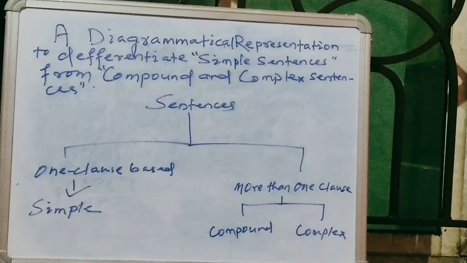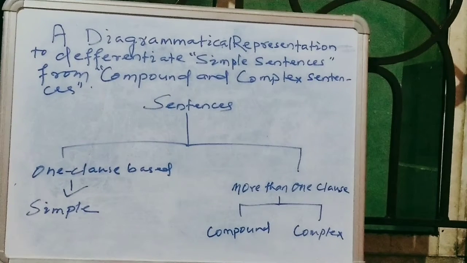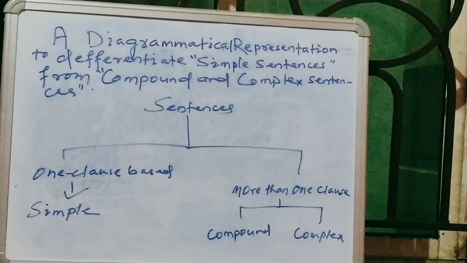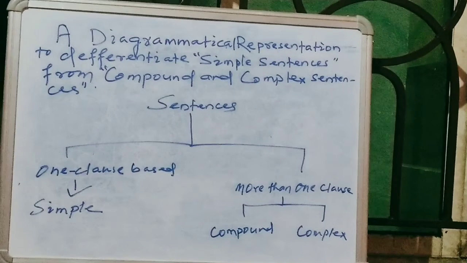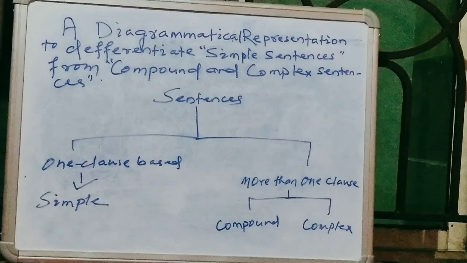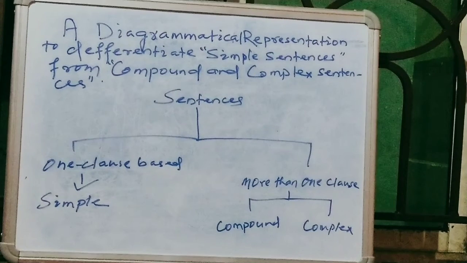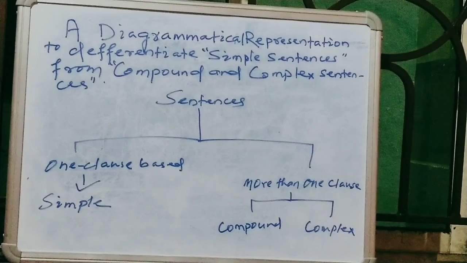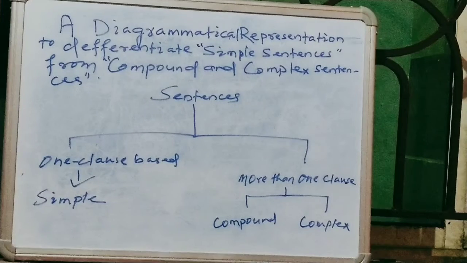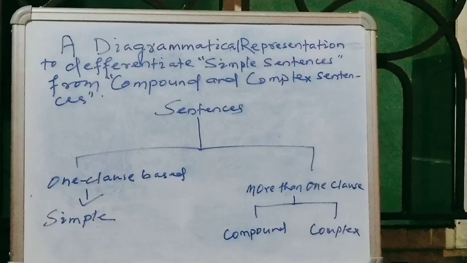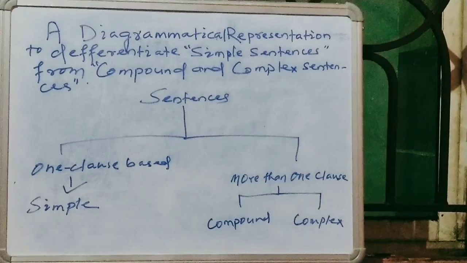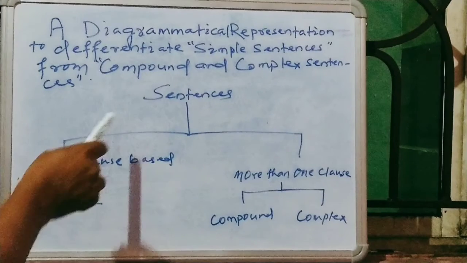So as we know that in a simple sentence we have only one clause. That's why it is called a one clause based sentence. And also at the same time I have already told you a clause is a sentence like structure having a subject and predicate parts, and in predicate part we can have a single finite verb. So I have made a complete representation diagrammatically.